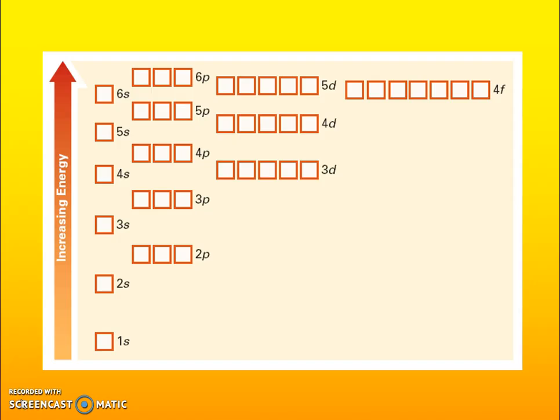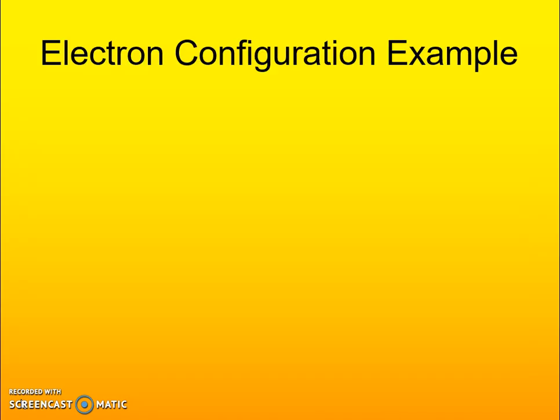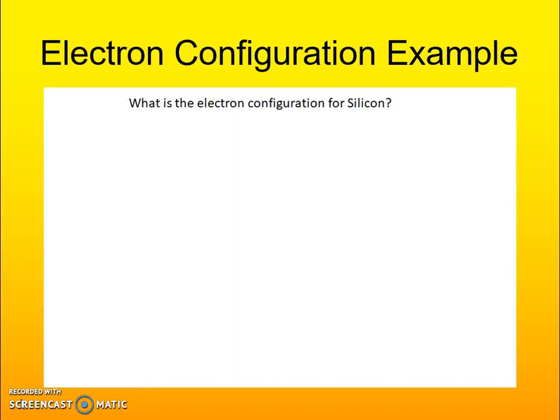So let's put all these rules together and see how we can get an electron configuration. So let's look at the electron configuration of silicon. Silicon, from its location on the periodic table, we find that it has 14 protons, and being a neutral atom, it's going to have 14 electrons. So now we have to figure out where those 14 electrons are going to go.